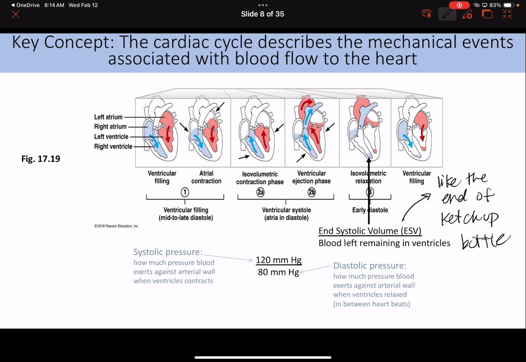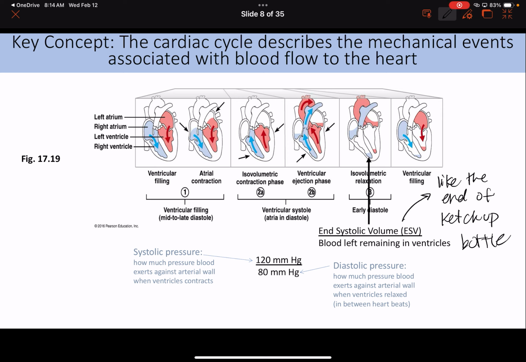Though we try, or at least I try, to get every little bit out, but you can never fully empty it. Huh? Cut it open? Okay, questions about the end systolic volume.